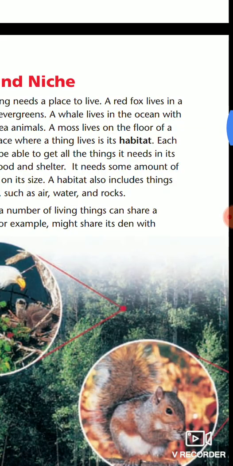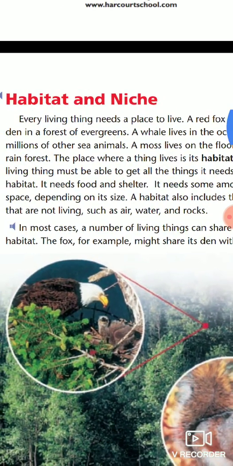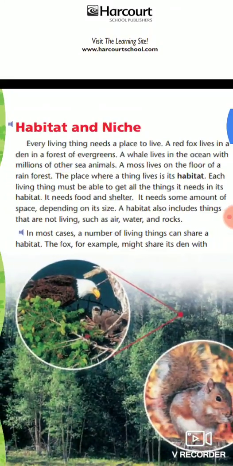A red fox lives in a den in a forest of evergreens. A whale lives in the ocean with millions of other sea animals. A mouse lives on the floor of a rainforest. The place where a thing lives is its habitat.